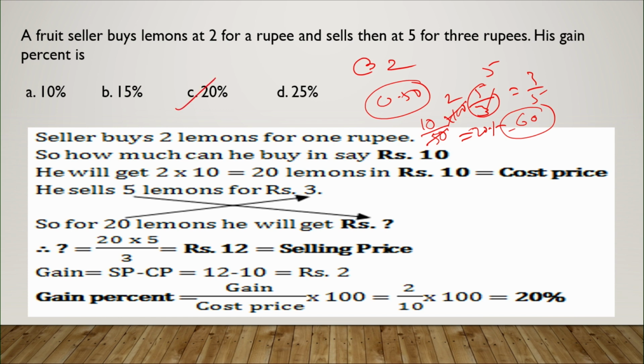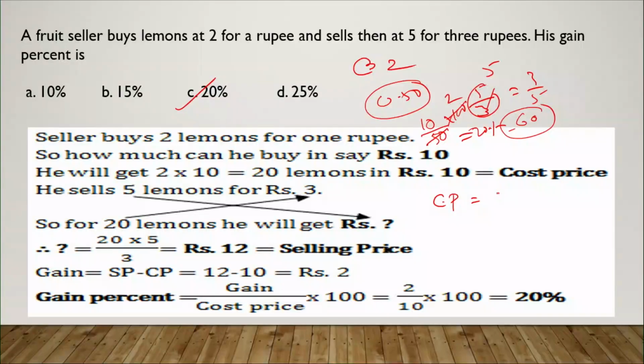A fruit seller buys lemons at 2 for a rupee. 2 for a rupee means the cost price of each lemon is 50 paisa. And he sells them 5 for 3 rupees, which means the selling price of each one is 300 by 5, that is 60 paisa.